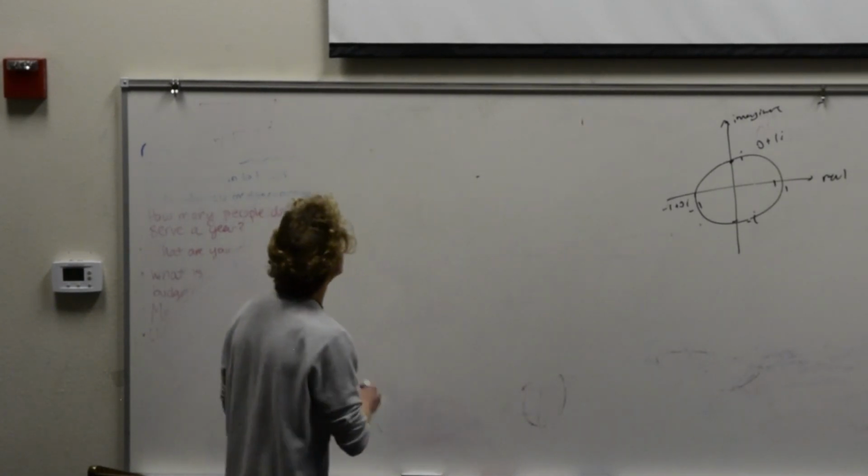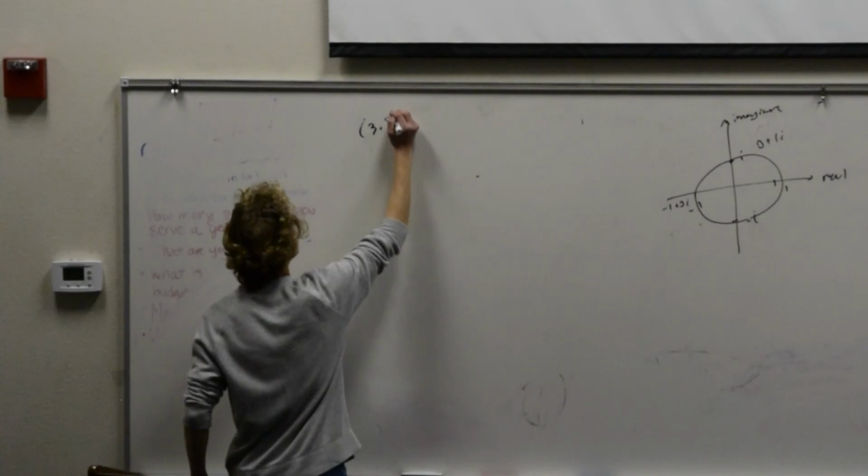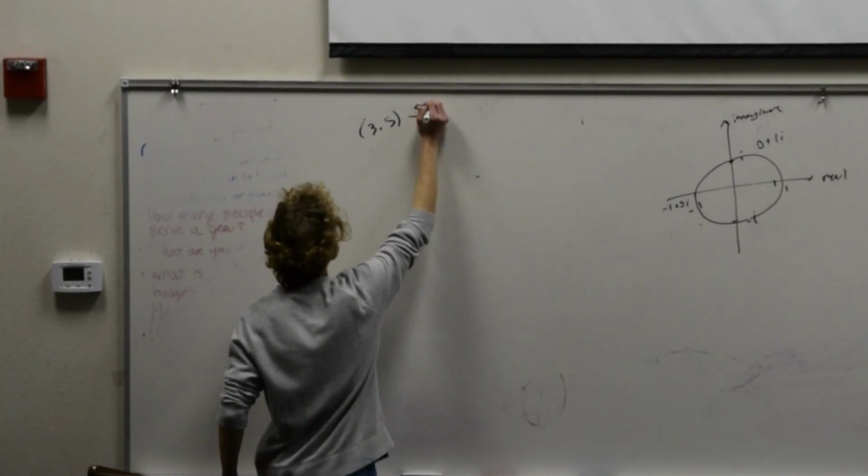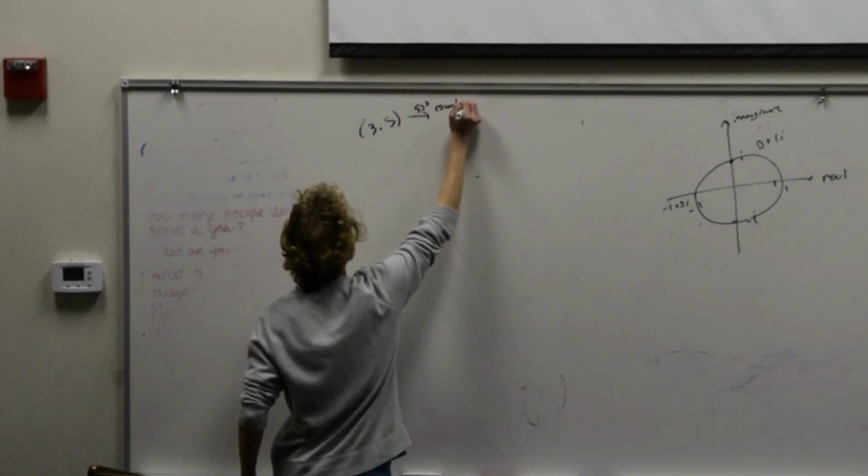So I'll just write this out. We want to find the ending point after (3, 5) has been rotated 90 degrees counterclockwise.